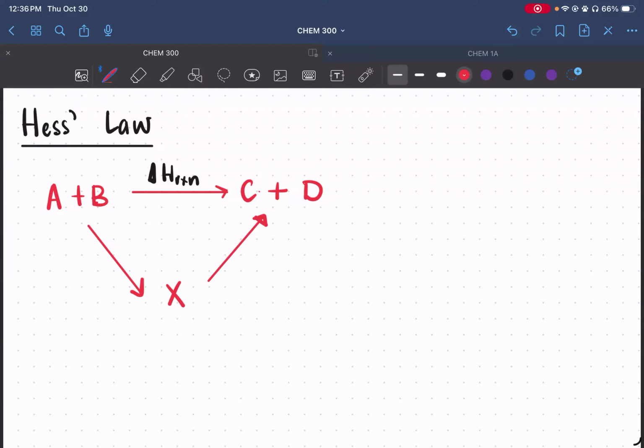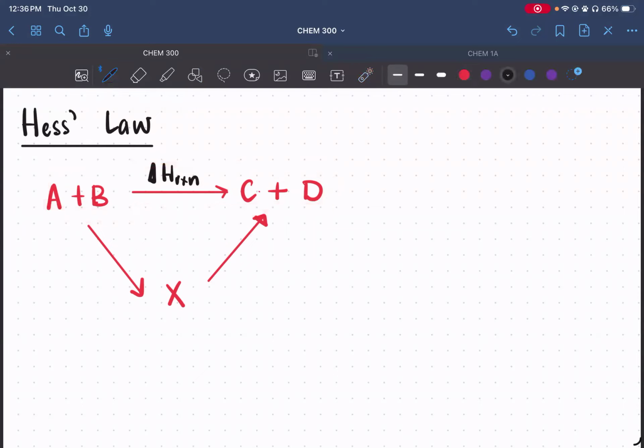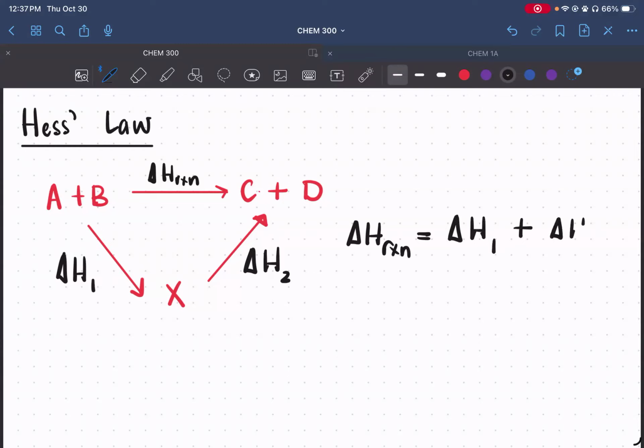I liken this to just a general commute, and you'll see what I mean in a bit. Just as there is an energy associated with the overall equation, there is an energy associated with each individual sub-reaction, here written as H1 and H2. Hess's law states that the energy of the reaction is equal to the sum of the individual energies as well.